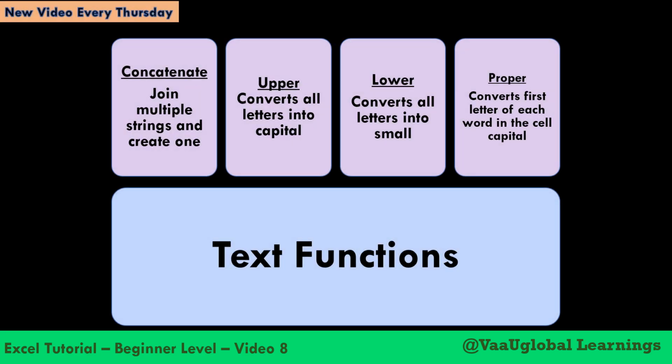In this video, we have learned four functions. Number one, concatenate, which you can use to join multiple strings and create one, and the limit is 255 maximum. Second, upper, this converts all the letters into capital letters. Third, lower, the lower function converts all the letters into small letters, and proper converts the first letter of each word in the cell into capital.